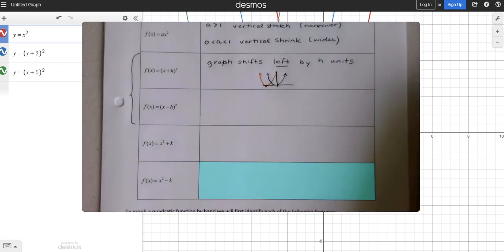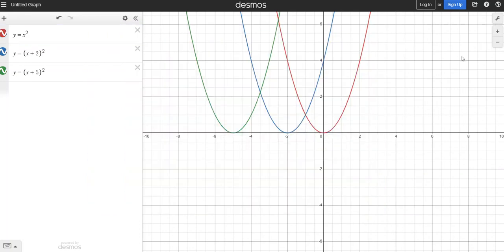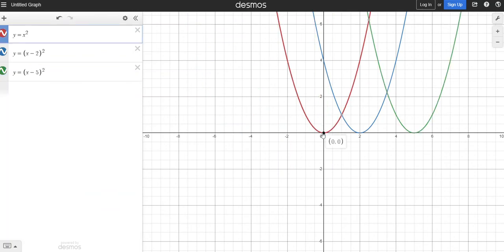All right, probably you're predicting already what's going to happen here, but let's just verify it. What if I change both of these pluses to minuses? Indeed, our graph is now moving to the right. Right there's my original parent function in red. The blue one, the x minus 2 squared, has been moved to the right 2 units. And the x minus 5 squared has been moved to the right 5 units.